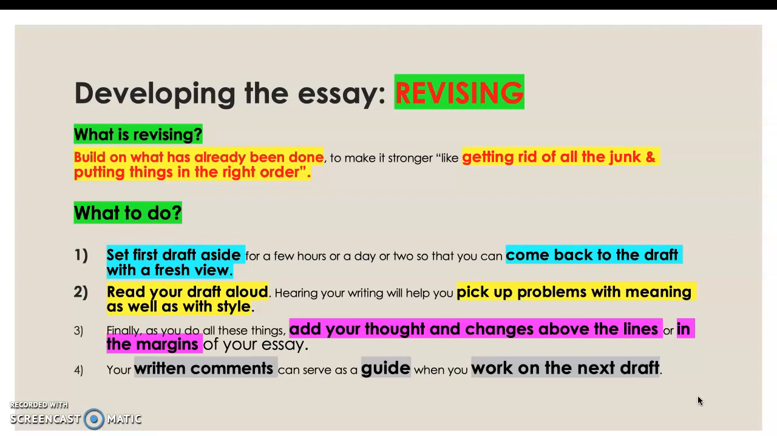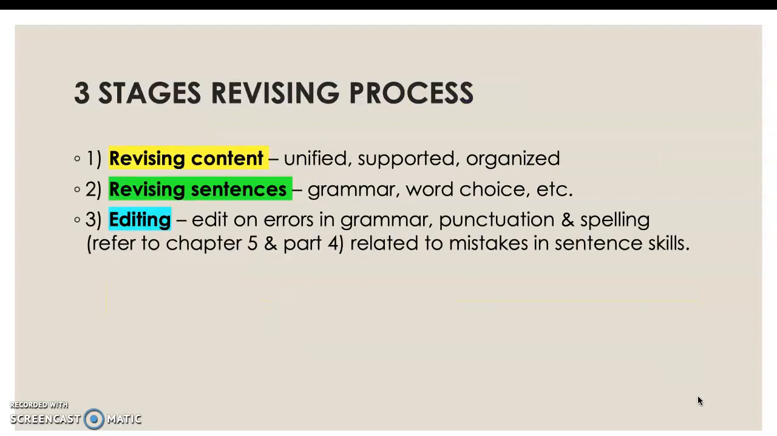All right, so this is a good strategy for you. In the revising process, it's not just reading aloud and looking at what needs to be done. You have to also structure your revision. You're looking at the content. So the points that you have presented, are they unified? Are they well supported? Are they well organized? And then you also look at the sentences, whether they are grammatically correct, and your word choice.